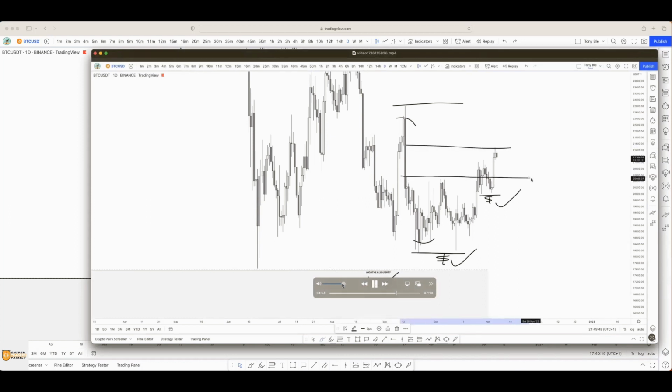So that is where Bitcoin is. So Bitcoin has filled up the imbalance 100%. So what can we begin to anticipate now? Possible bearish.